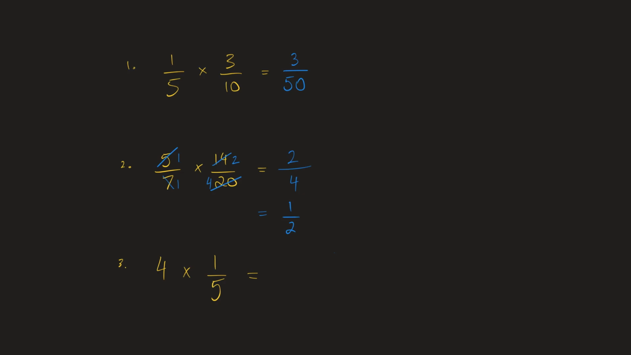In the final question here, we have 4 multiplied by 1 over 5. Now, if I have a whole number, I can think of it as a fraction and put it over 1. So now I can look at it as 4 over 1 multiplied by 1 over 5. So the numerators multiplied together will give me 4. And the denominators multiplied together, 1 multiplied by 5, will give me 5. So my answer is going to be 4/5.